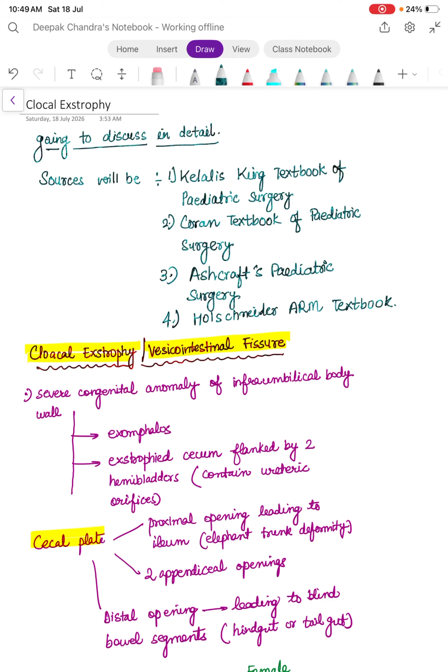Hello, good evening. So, I just discussed the first part, which I found would be useful to discuss the grading system. Now, I'm going to discuss a brief about cloacal exstrophy.